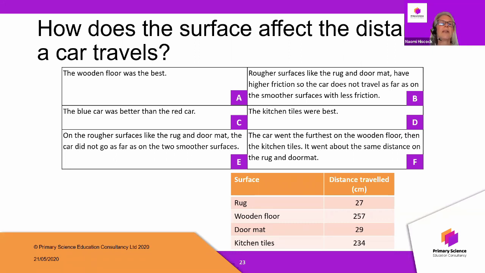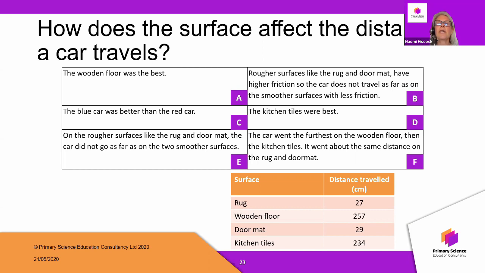And C is actually talking about something totally different. The blue car was better than the red car. So this child probably wasn't involved in coming up with that question and therefore has gone off and done their own thing, which is perfectly valid, but they're not answering the question. And we should be carrying out the inquiry to actually answer the question that we've chosen to do. The problem is the child probably didn't choose that question. They've chosen their own question for themselves.